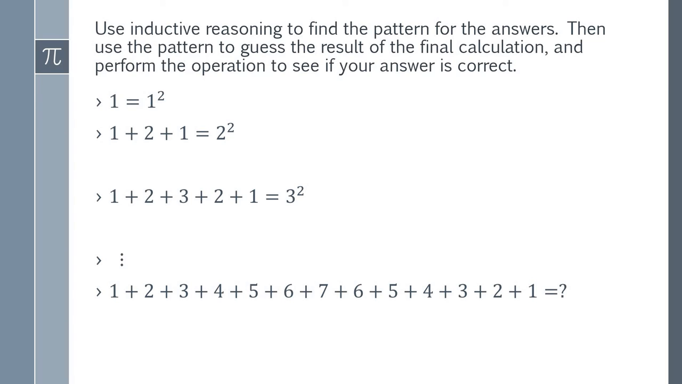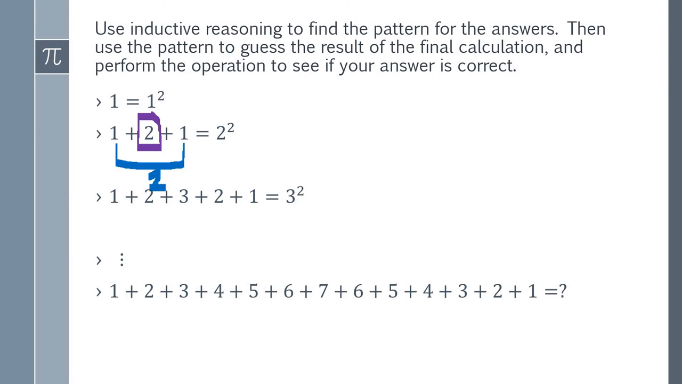So here, the first line is 1 is equal to 1 squared. Of course, 1 times 1 is 1. And here, 1 plus 2 plus 1 is equal to 2 squared. So we have already 2 here, and this part here is another 2. So 2 plus 2, or 2 twos. 2 twos is 2 squared, or 2 times 2.